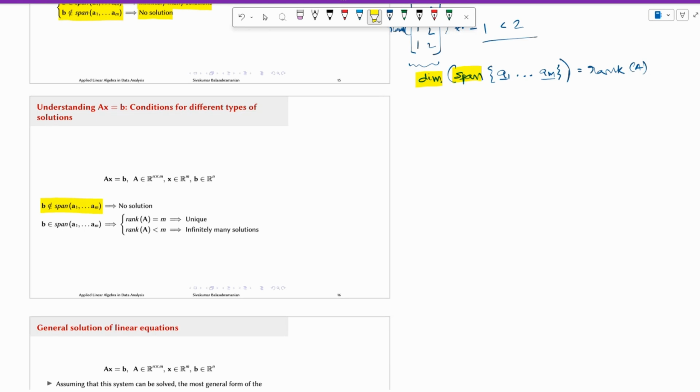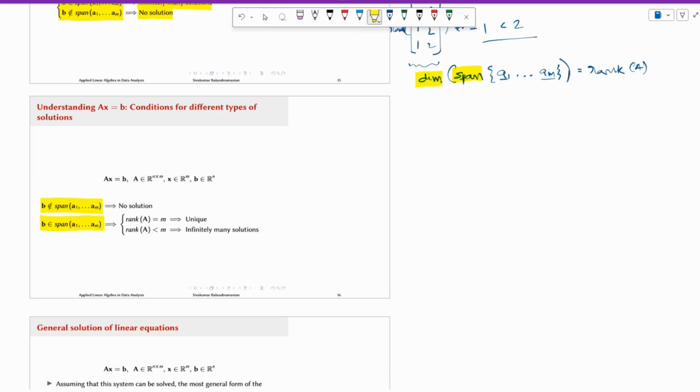So if the right hand side B is not among all the possible vectors that you can generate using Ax, then you cannot generate B using Ax. That's essentially what this states: B not in the span of the columns of A, no solution. Let's say B is in the span of the columns of A. Then whether you have a unique solution or infinitely many solutions depends on the rank of A.